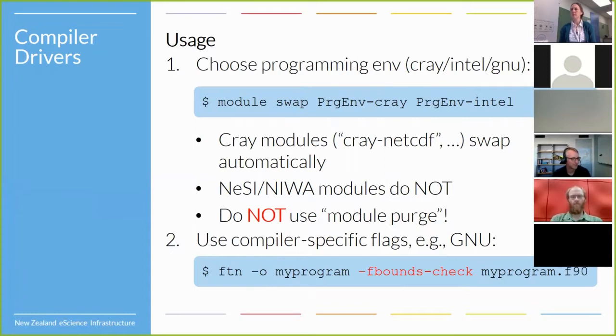But you also have to keep in mind that even though the compiler drivers abstract a lot of the interface with the compiler, you still have to use compiler-specific flags. Like here in this particular case, -fbounds-check. That's a debugging flag that's specific to the GFortran compiler, so the Intel or Cray compilers will not understand that. If you change your programming environment, then you still have to change these compiler-specific flags as well.